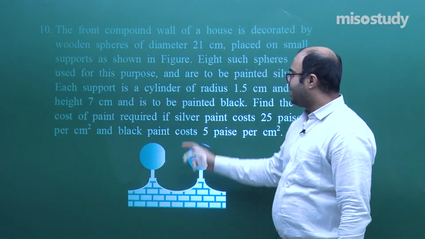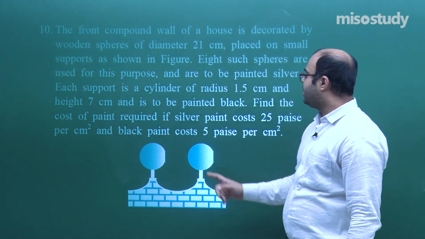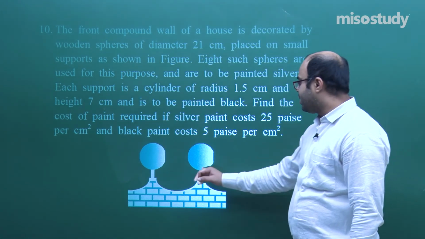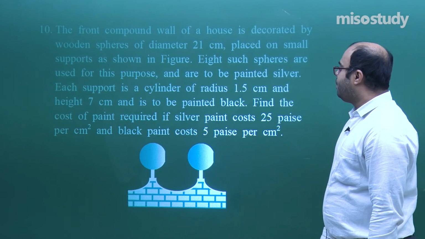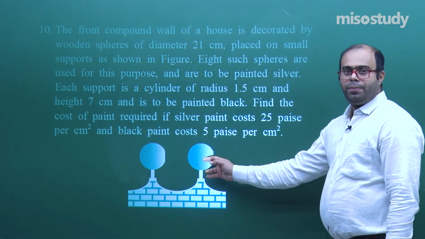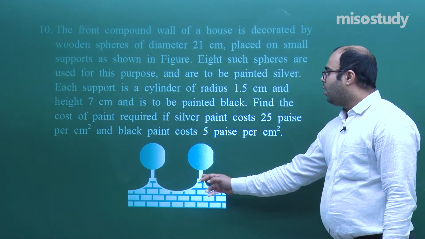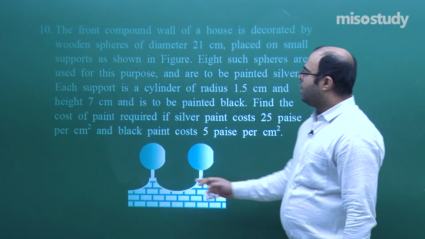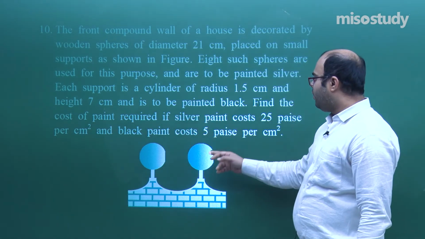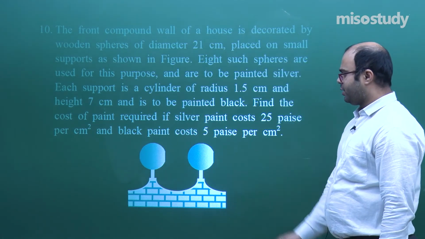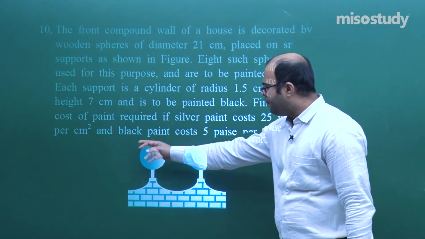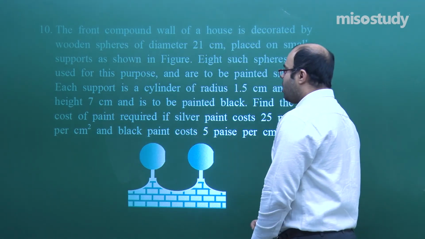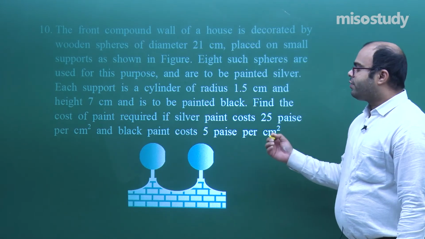Each support is a cylinder of radius 1.5 centimeter and height 7 centimeter, and it is to be painted black. So a sphere has to be painted silver and the wooden support which is cylindrical is to be painted black. Find the cost of paint required if silver paint costs 25 paise per centimeter square and black paint costs 5 paise per centimeter square. So, let us see. First we have to find the cost of silver paint.